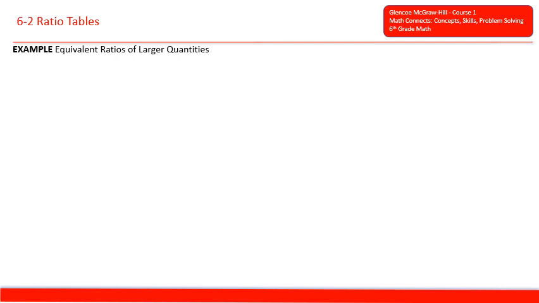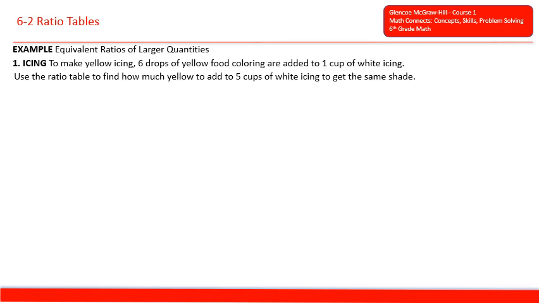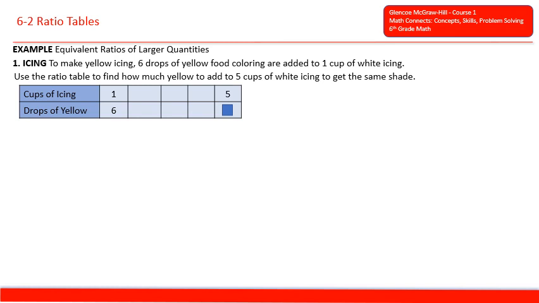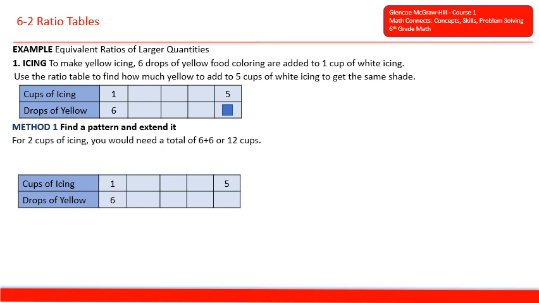Equivalent ratios of larger quantities. Icing. To make yellow icing, 6 drops of yellow food coloring are added to 1 cup of white icing. Use the ratio table to find out how much yellow to add to 5 cups of white icing to get the same shade. So if we have 1 cup of icing and 6 drops of yellow, and we want to find a pattern and extend it, for 2 cups of icing, you would need a total of 6 plus 6, or 12 drops. So plus 1 cup, plus 6 drops, and that gives us 2 cups of icing, 12 drops of yellow.